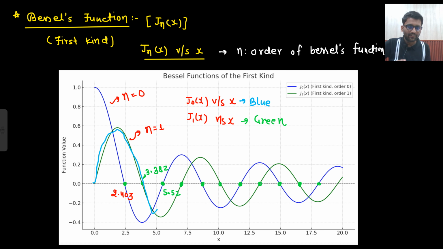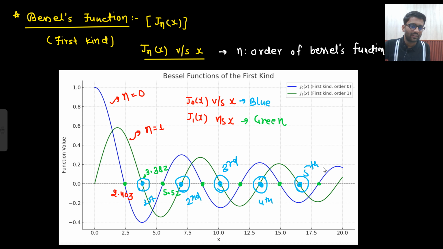If you check this graph, the function becomes 0 for the first time at 3.382, then again it will become 0 here, then again here, and again here. So this is the 0 for the first time, this is the 0 for the second time, the third time, the fourth time, and the fifth time. So that is what we are writing down.